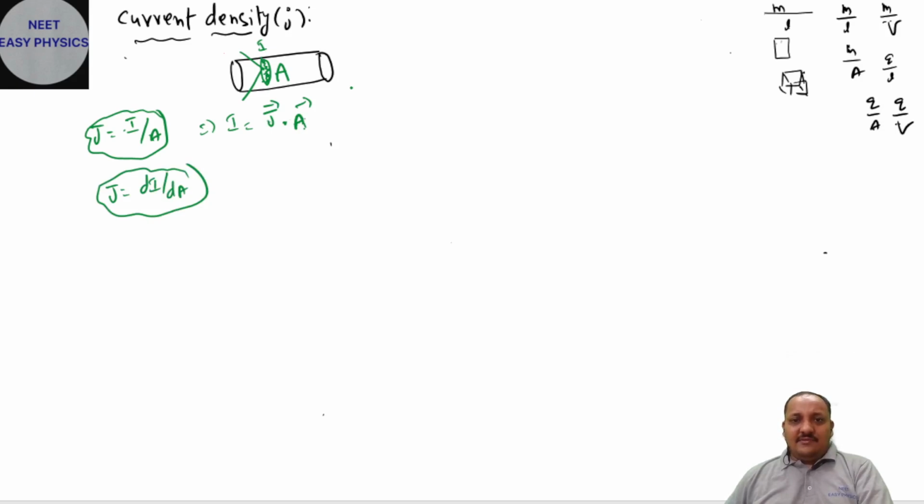We wrote J bar and A bar because current density is a vector quantity, and area is also a vector. It has direction. Which direction is this area in? Say the area is in the right side direction of the grid. Current is a scalar: I is equal to J bar dot A bar. From this we get dI is equal to J bar dot dA bar. If you integrate both sides, you will get the current. Sometimes they will give the J vector and A vector and ask for the current. Correct? Next.